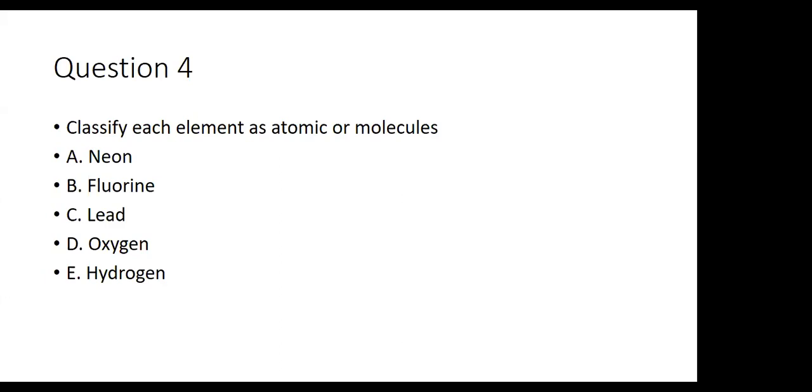So will these just be found as an atom in nature if it's just by itself, or will this be bonded in a molecule to itself? That's what we're really getting at here.